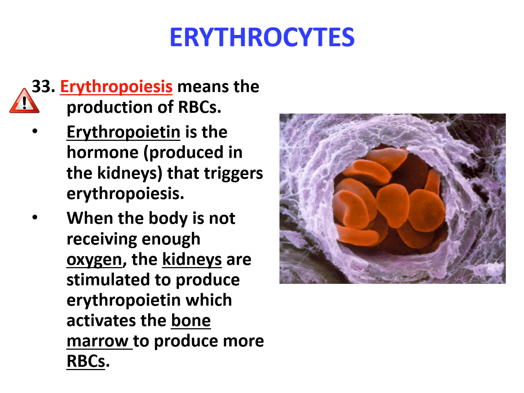Well, think about this. It's usually a hormone that triggers things. We talked about insulin telling our body to take the excess glucose out of our bloodstream and store it. Well, erythropoietin is the hormone, produced in your kidneys, that triggers the erythropoiesis process. So when your body is not receiving enough oxygen, the kidneys are stimulated to produce erythropoietin, the hormone, which in turn activates your bone marrow to produce more RBCs.